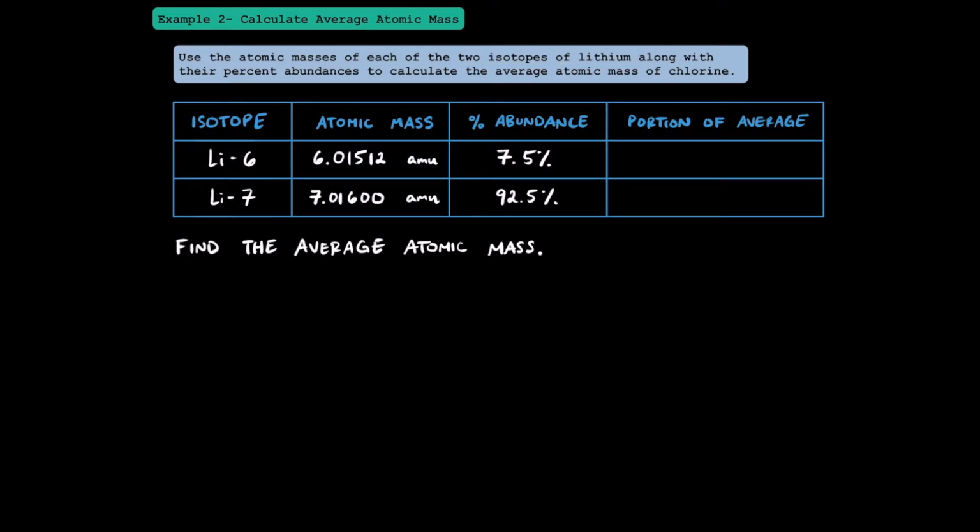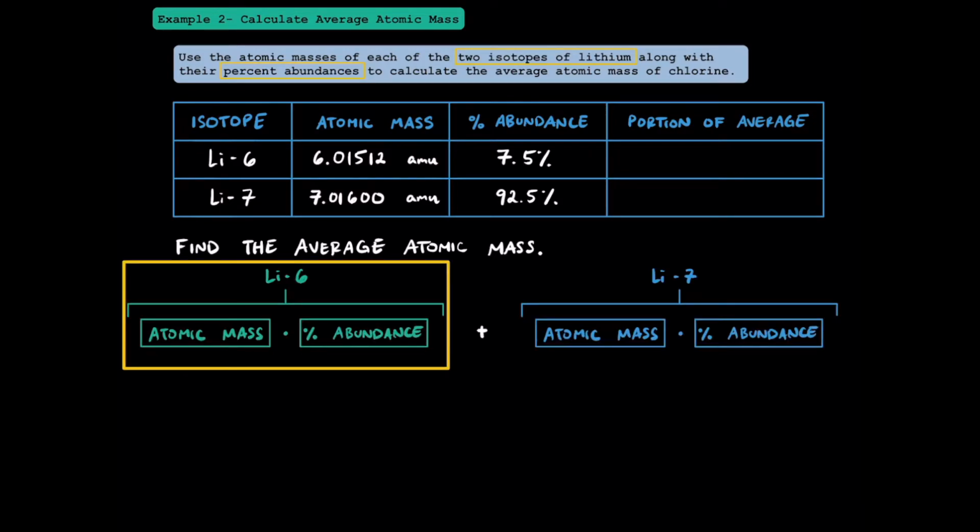Let's try a similar problem in example 2. Here we're given 2 isotopes of lithium, along with their percent abundances. Our 2 isotopes are lithium-6 and lithium-7. Here we have the atomic mass of each isotope. Looking at the percent abundance, we can see there's a lot more lithium-7 than lithium-6. Let's find the average atomic mass now. Let's start by finding what the isotope lithium-6 contributes to the average atomic mass.